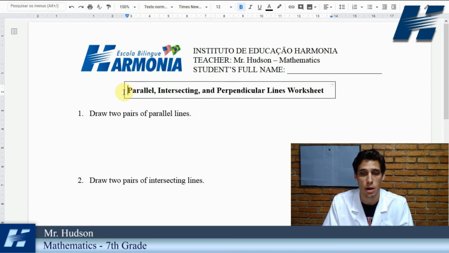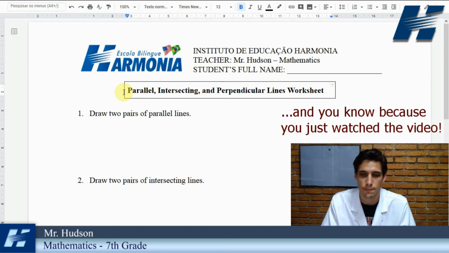Question 1. Draw two pairs of parallel lines. Is that question complicated? No, right? Very simple. Draw two pairs of parallel lines. If you know what parallel lines are, then you're fine.